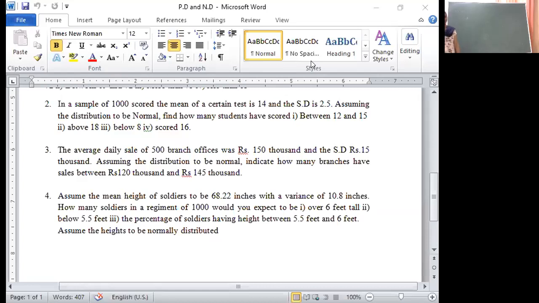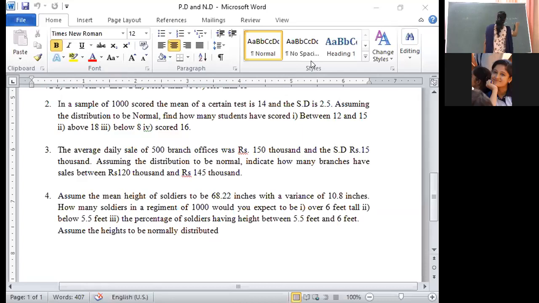Here the mean height of soldiers is given, that is mu is given, 68.22 inches. Mean is given as 68.22 inches and here variance is given, not standard deviation. Variance is given, that is sigma square value, with a variance of 10.8 inches.